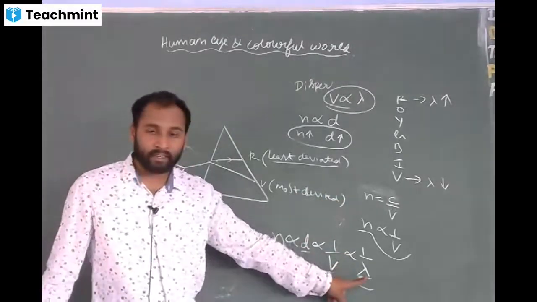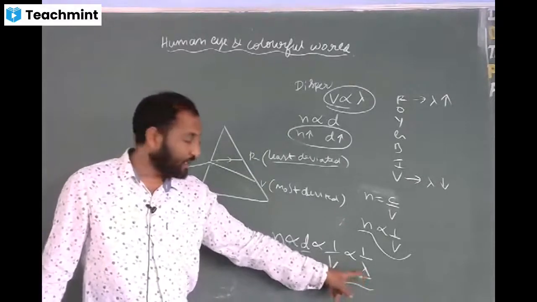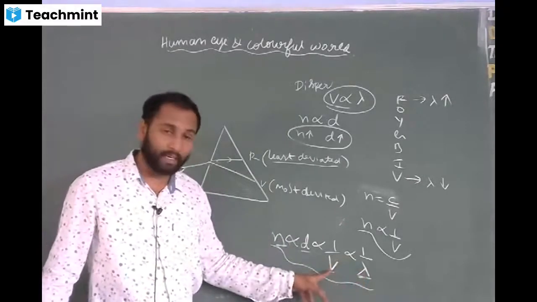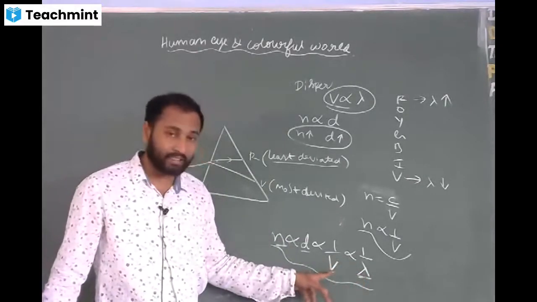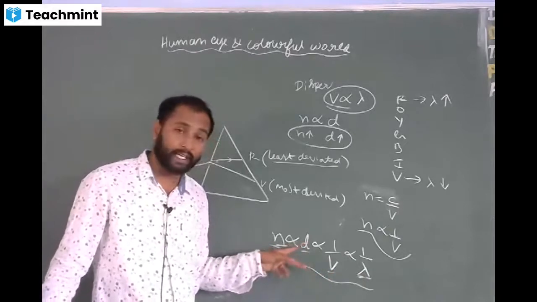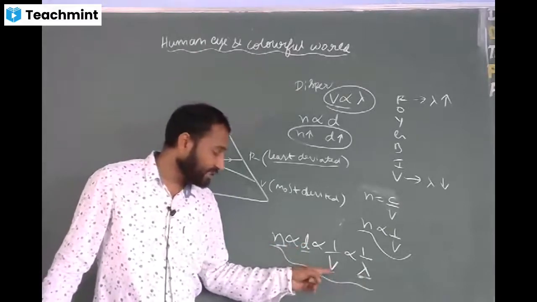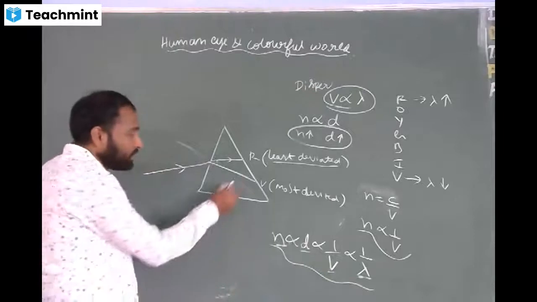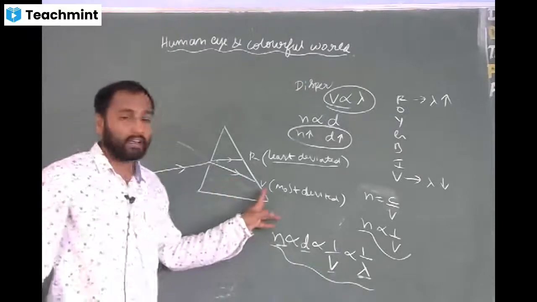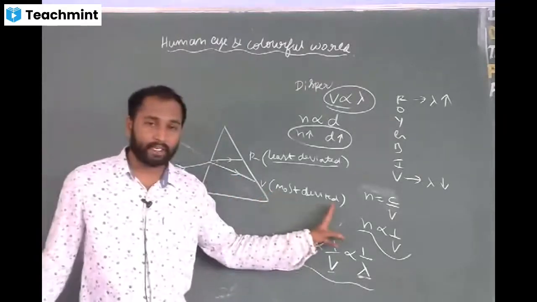Wavelength of violet color is less. Since wavelength is less, speed will be less. Since speed is less, and speed is inversely proportional to deviation, as speed is less, deviation will be more. That is why violet colored light will be most deviated.